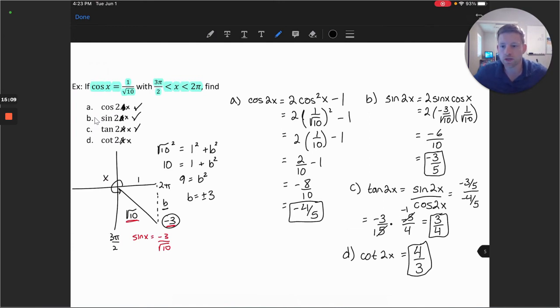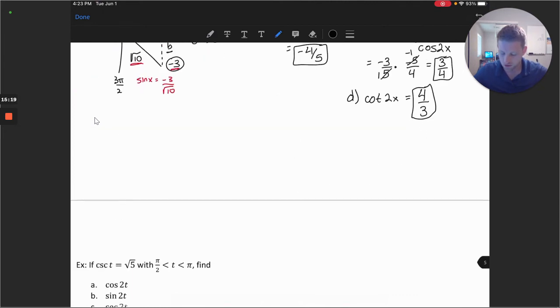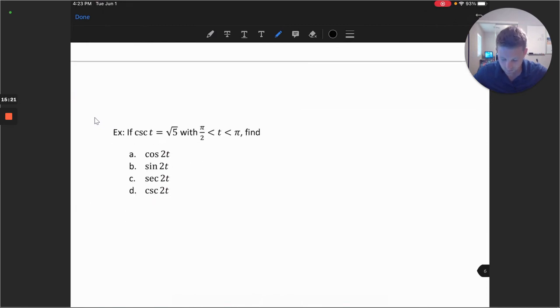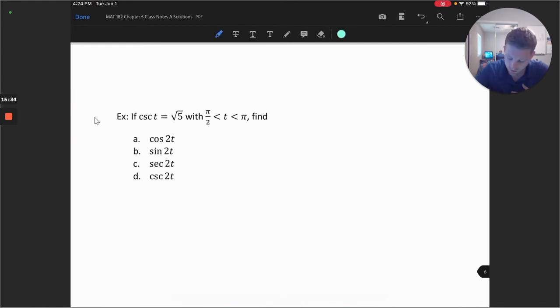And we'll go on to a third and final example with these double angles. The last example, we are starting with one of the reciprocal functions, and then we'd like to solve for a few more double angle functions. So let's take a look at the given information. We'll draw our picture and then work on our solutions.